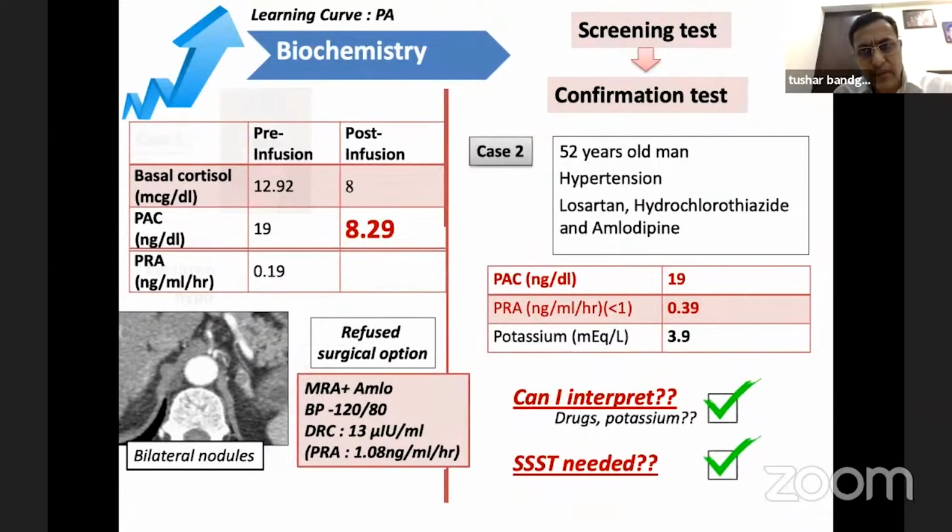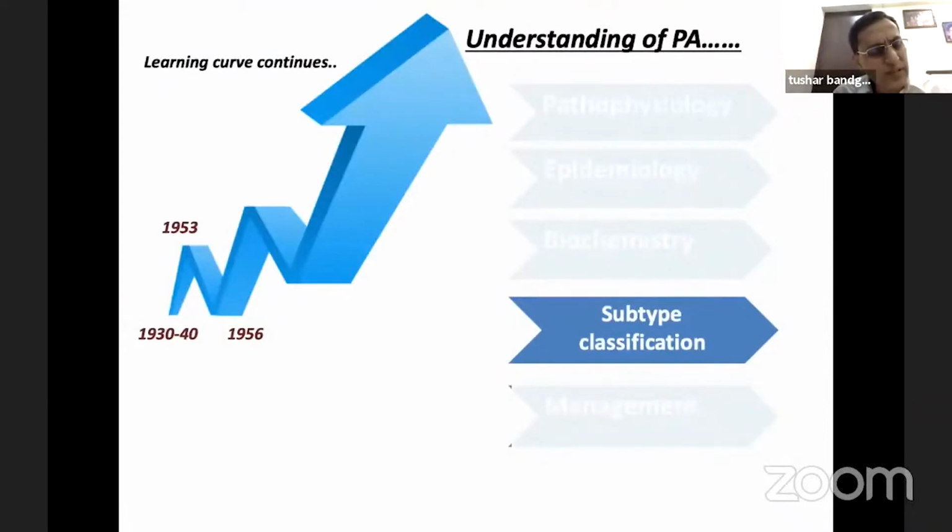So the crux of diagnosing is that we don't need to stop any drugs. We just go ahead and do renin as well as aldo. If renin is suppressed and aldo is high, your diagnosis is made and you can go ahead.